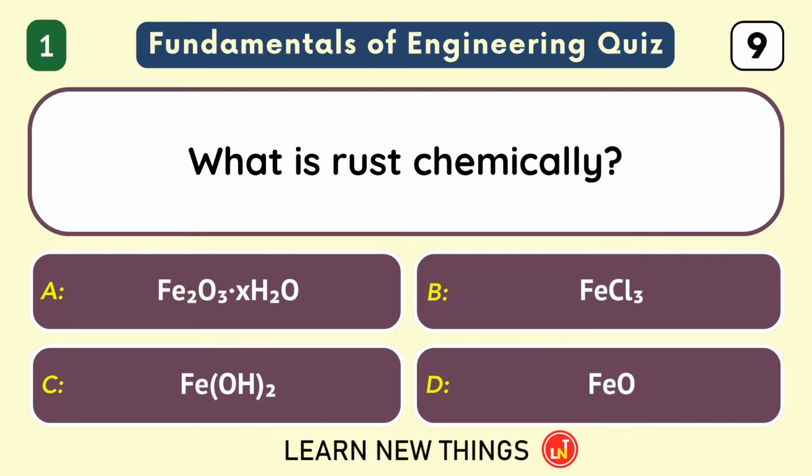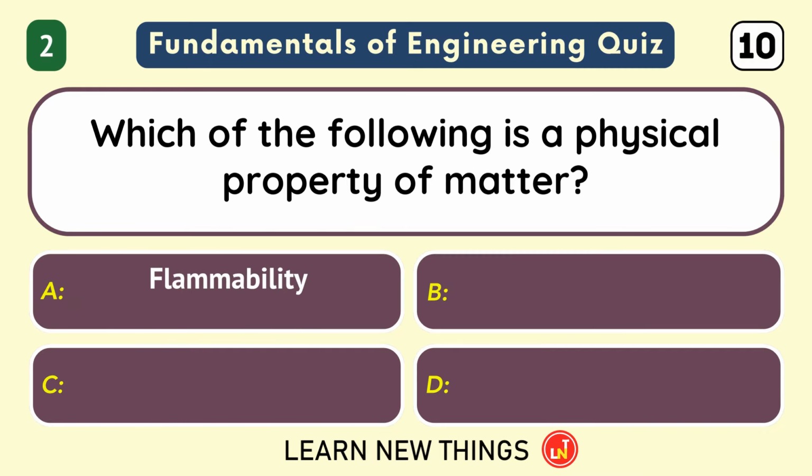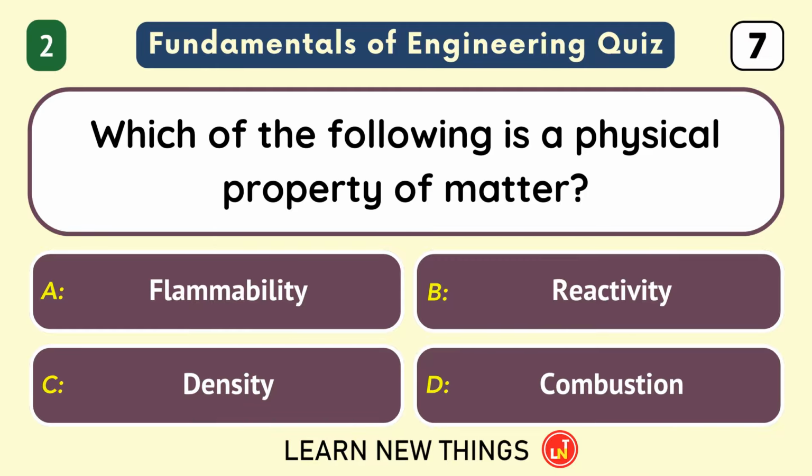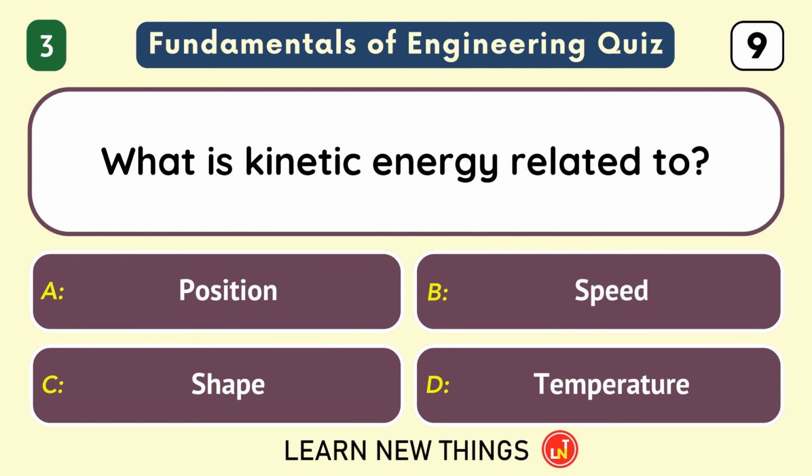What is rust chemically? Fe2O3·xH2O. Which of the following is a physical property of matter? Density. What is kinetic energy related to? Speed.